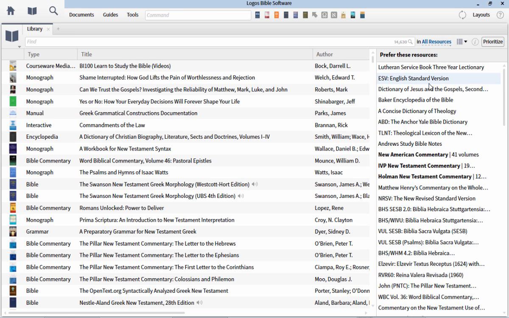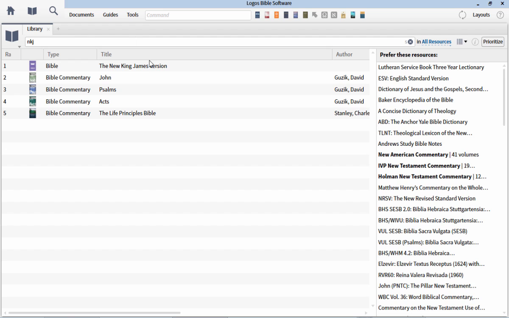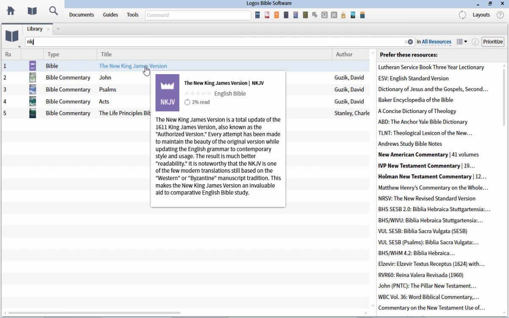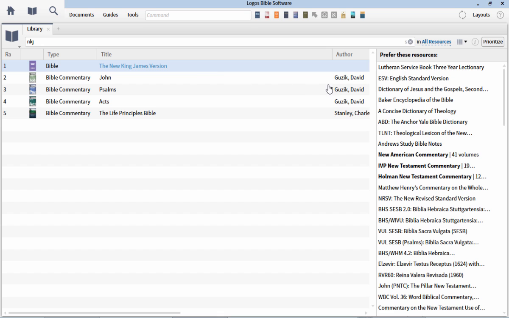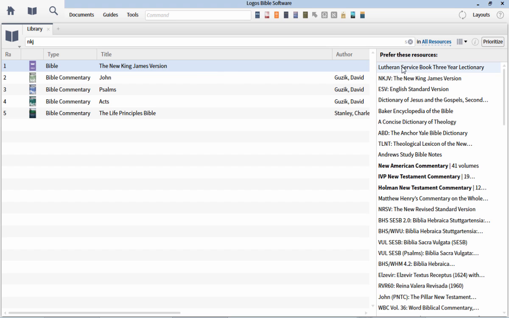But if you put some books in here, for instance the first book you put in here is going to be your prioritized Bible. So whenever Logos is opening a Bible for you, it's going to open the first Bible it can find in this list. So if you are a New King James Version fan, if you wanted that to be your favorite Bible, you click on the title and you drag it over here to the prioritized column. And now, since New King James is the top Bible, it's going to choose this Bible whenever it needs to open a Bible.